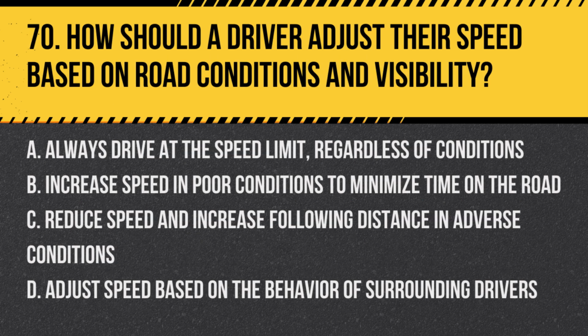Question 70. How should a driver adjust their speed based on road conditions and visibility? A. Always drive at the speed limit, regardless of conditions. B. Increase speed in poor conditions to minimize time on the road. C. Reduce speed and increase following distance in adverse conditions. D. Adjust speed based on the behavior of surrounding drivers. Answer: C. Reduce speed and increase following distance in adverse conditions. This ensures safer travel under less than ideal circumstances.